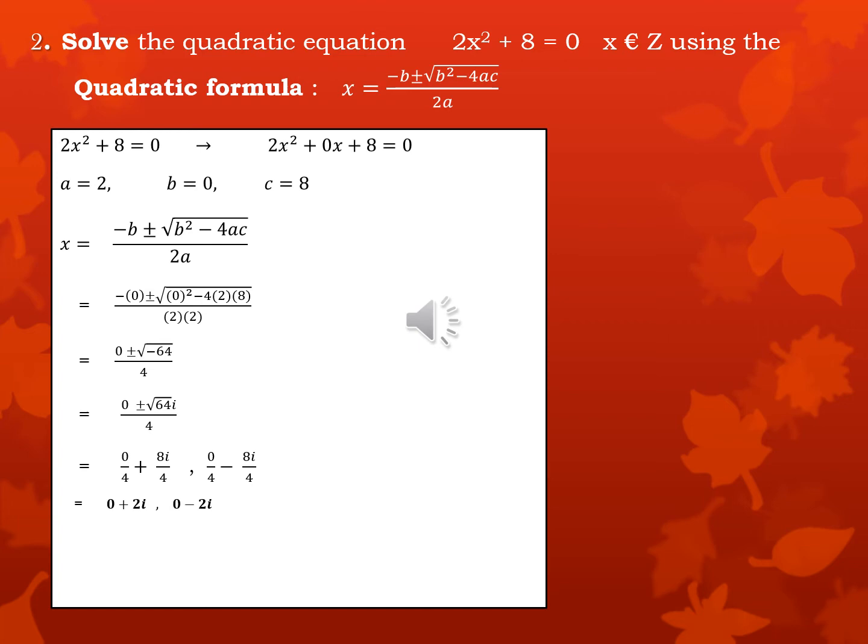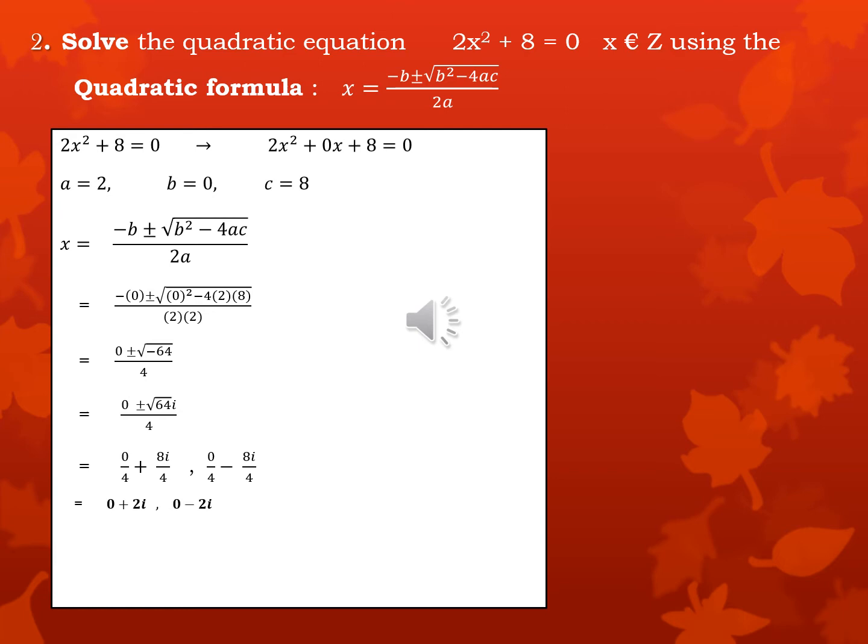Now we need to identify the values of a, b and c. a is equal to 2, b is 0 and c is 8. Next, you write down the quadratic formula, which is x is equal to -b plus minus square root of b squared minus 4ac whole thing divided by 2a.